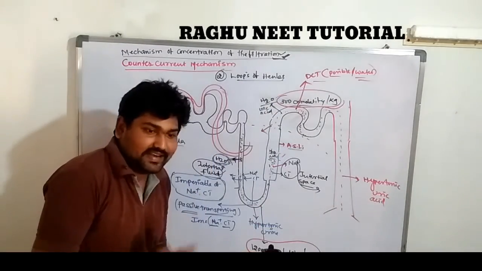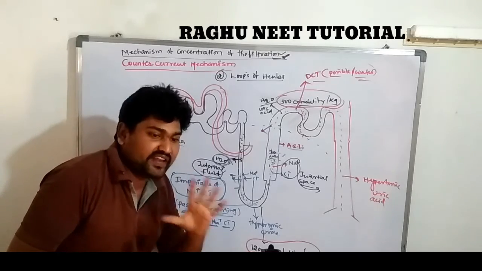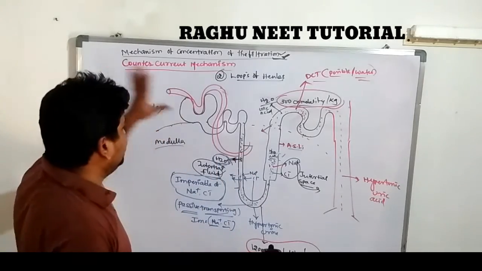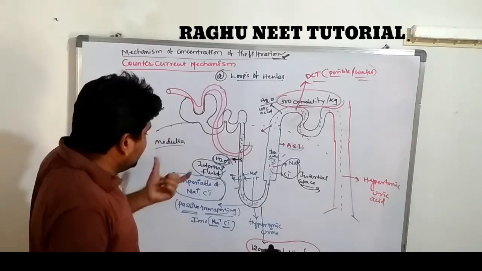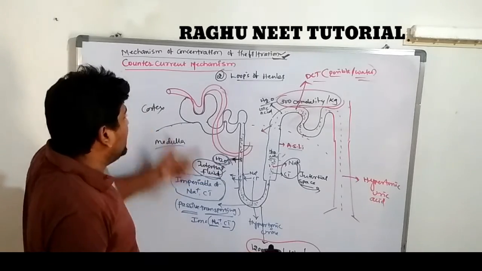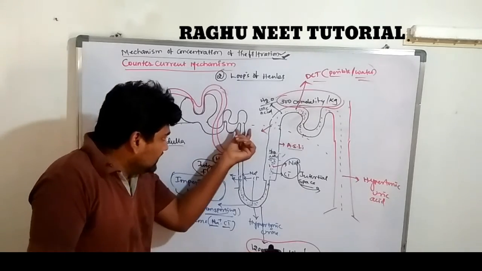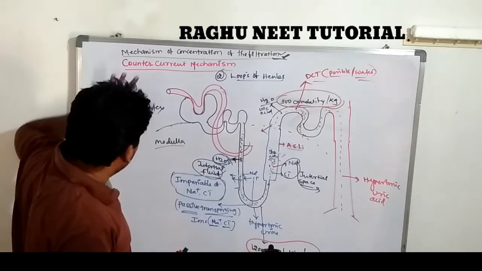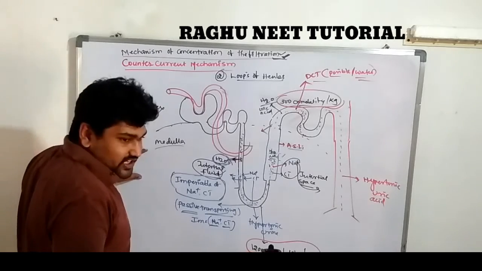So this is the vasa recta, and the second one is the loop of Henle, the mechanism of the counter current theory. First one, let's discuss once again the loop of Henle. The kidney contains two regions, the cortex and the medullary regions.